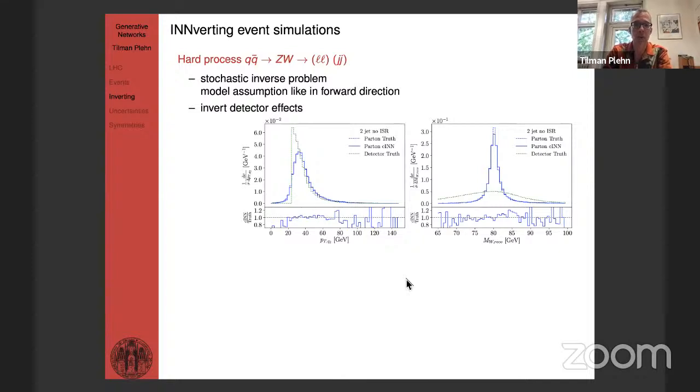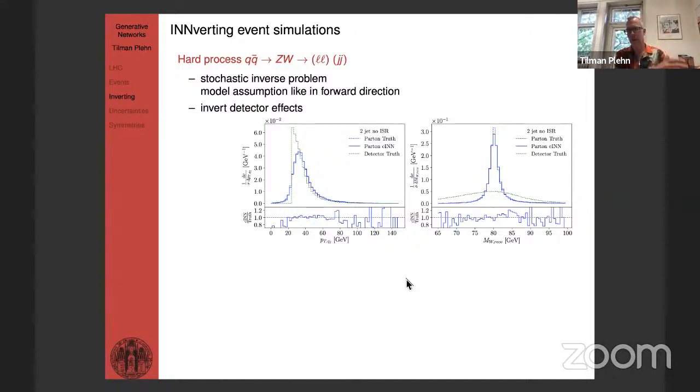So what do we do? For instance, you take the hard process, ZW production, where the Z goes leptonically and the W goes to 2 jets. So you have some things to play with, a bunch of mass peaks to see what they do. And you're asking, how does the parton level event look if I know what kind of detector level event has been measured?